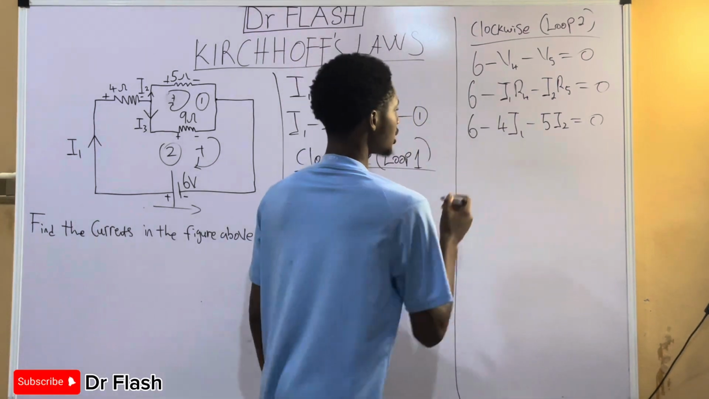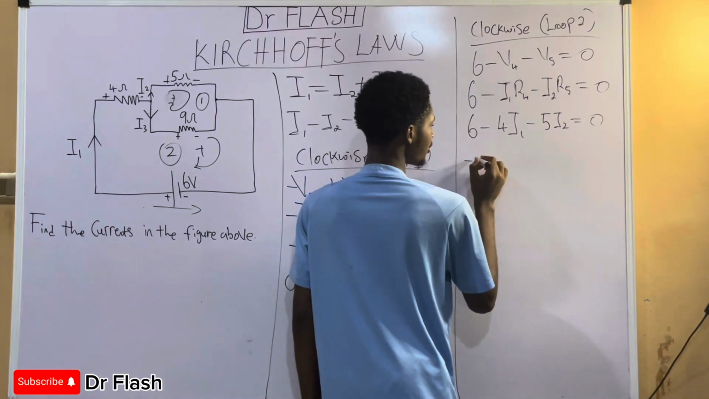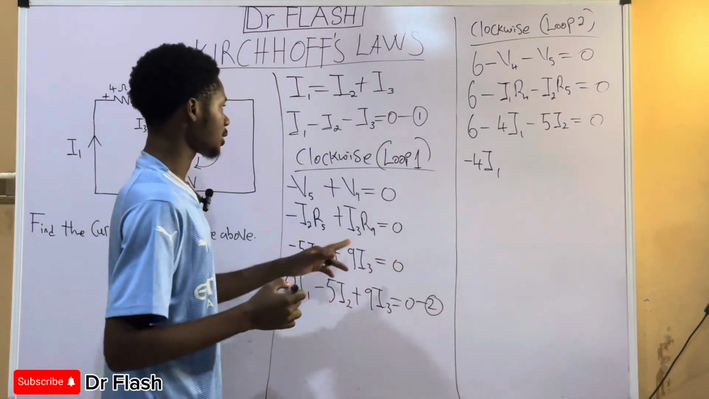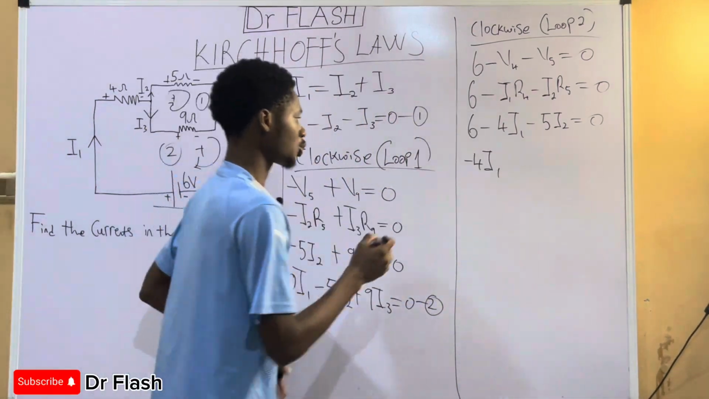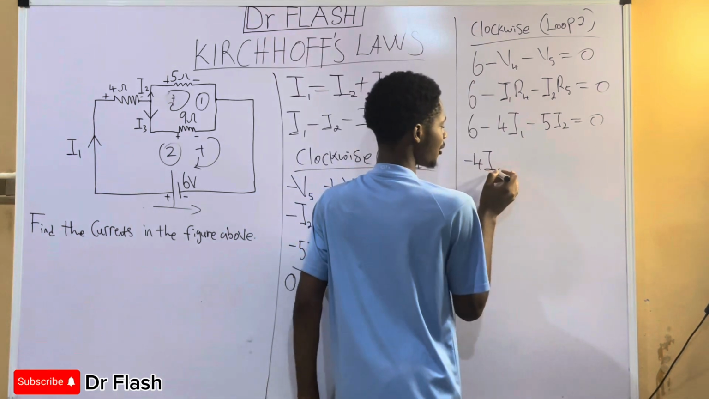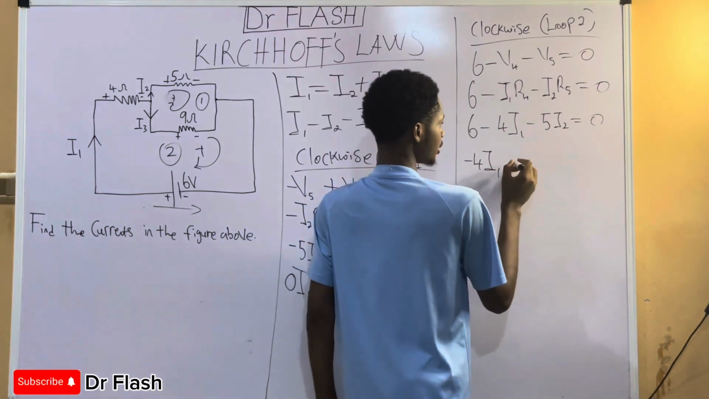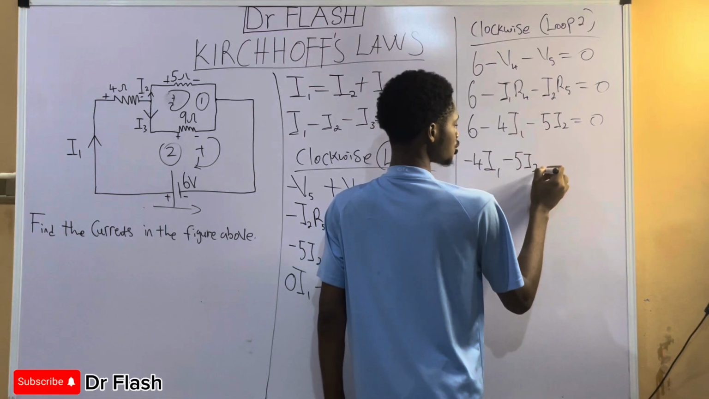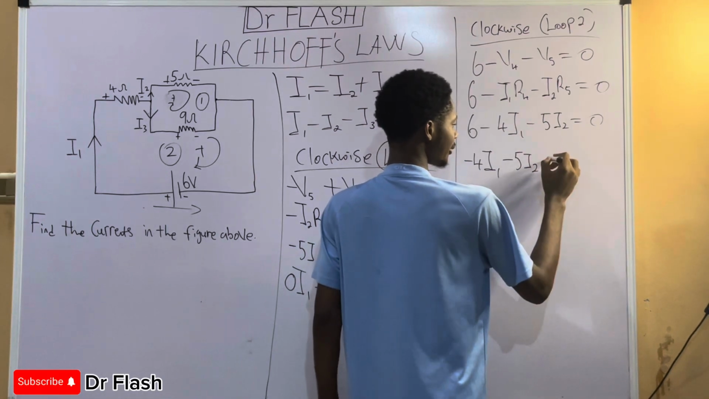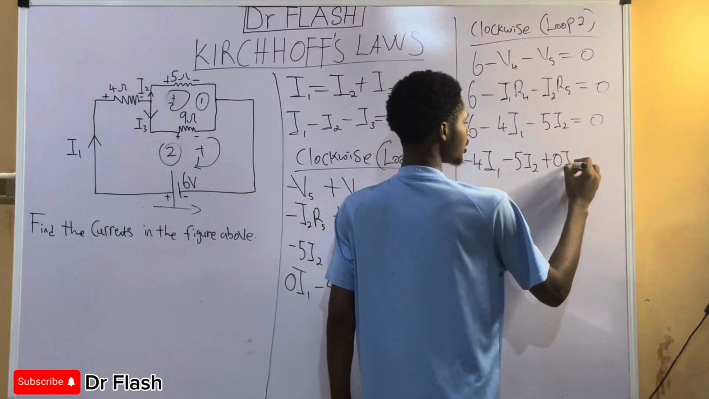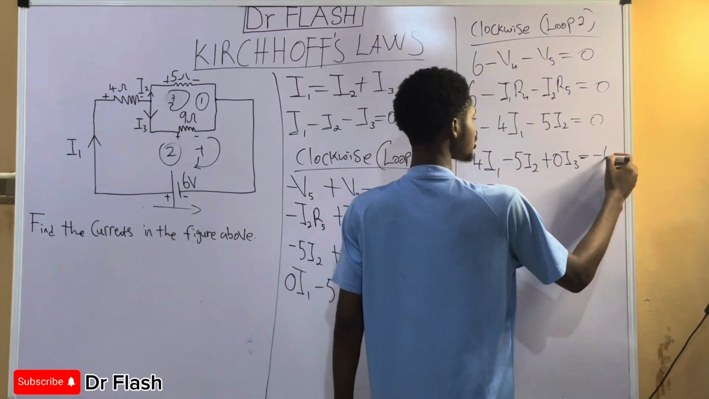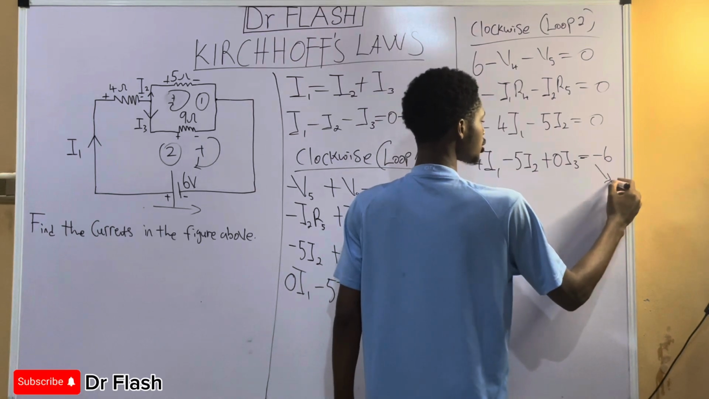We can as well rearrange this. This can be rearranged as minus 4I1. You notice I always want to write the I1s first, because of the way I rearranged all these ones. It's a simultaneous equation. So you have minus 4I1, minus 5I2, there's no I3, so we can write plus 0I3, equals, taking this to the other side, minus 6. Now this becomes equation 3.